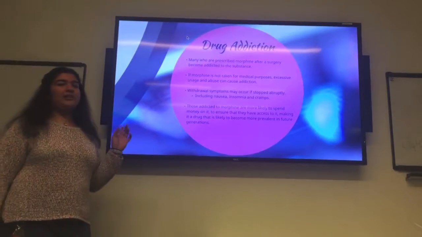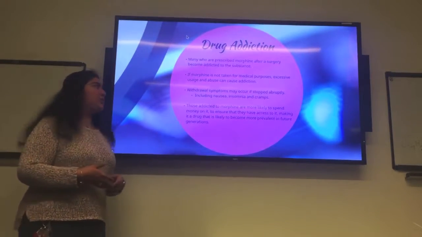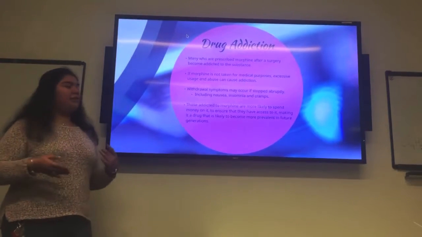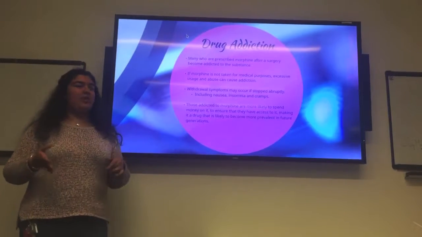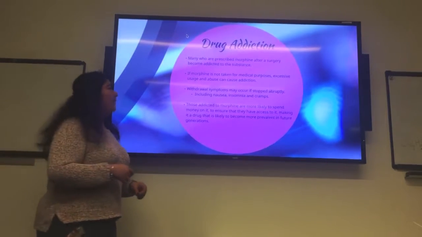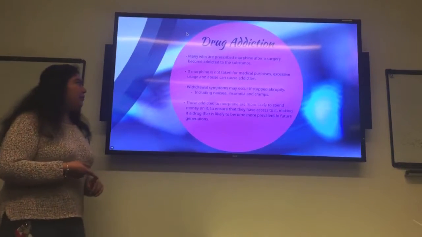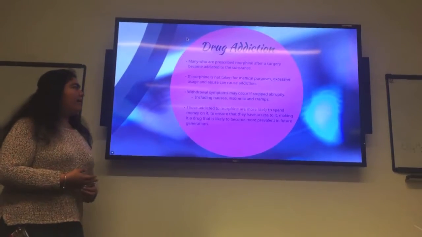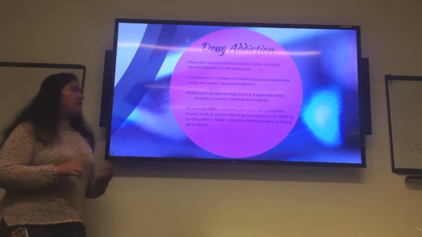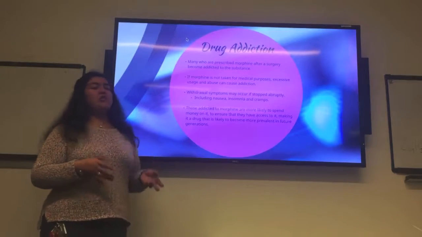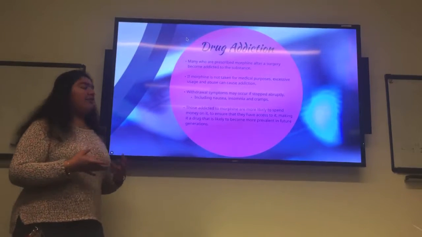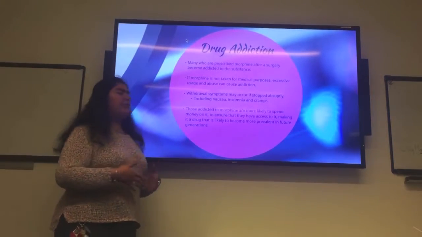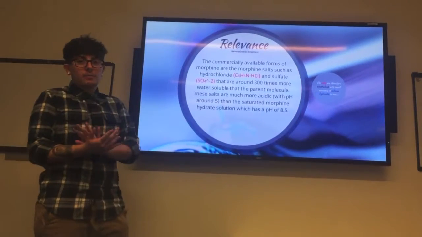Many people who are addicted to morphine generally tend to become addicted to it following a surgery. And if morphine is not taken for medical reasons, excessive usage and doses can cause the abuse of the drug. If it's stopped very quickly, there can be withdrawal symptoms such as nausea, insomnia, and cramps. Also, people who are addicted to morphine are more likely to spend money on it to ensure that they have access to the drug, and this makes it more likely that in future generations this drug is going to be more prevalent. Okay, so how is this related to our chemistry class?